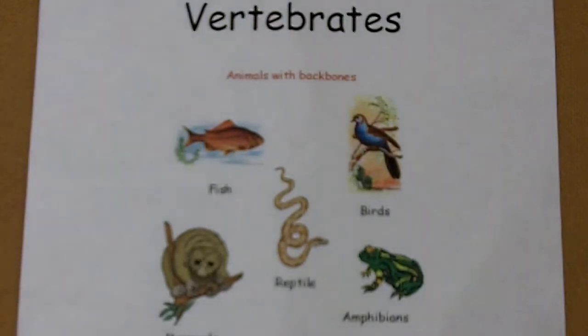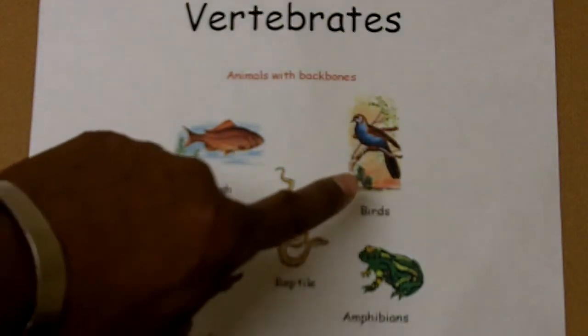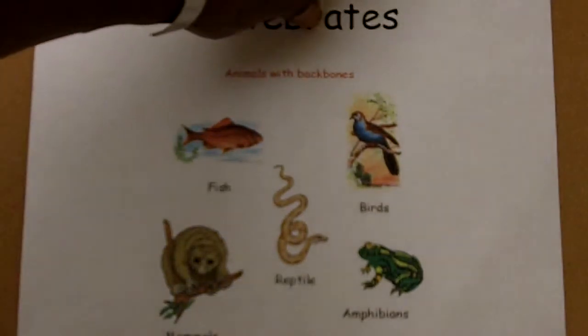The last example I want to show you, I need to show you this first of all, is that we have different types of vertebrates on our planet. Vertebrates are animals with backbones. We have fish, mammals, reptiles, birds, and amphibians. Those are the classes, remember that word classes, of vertebrates on our planet.